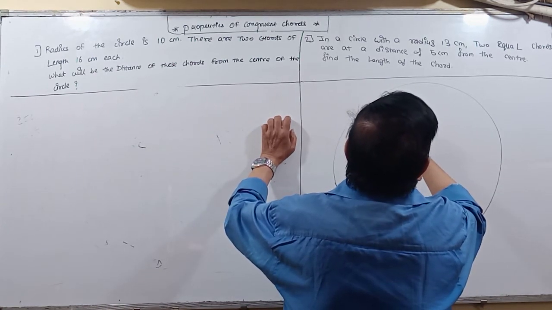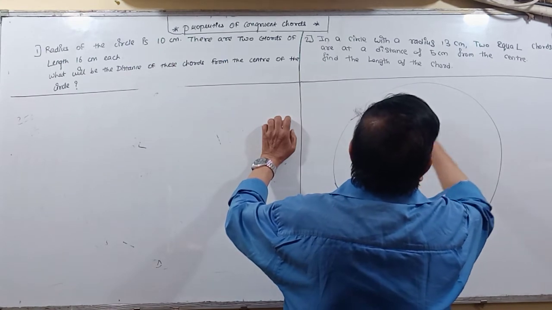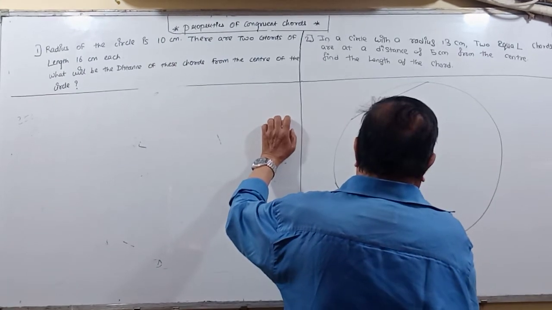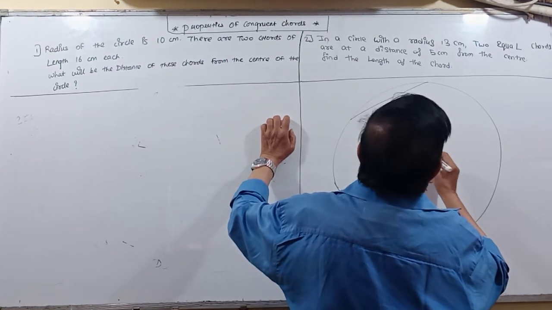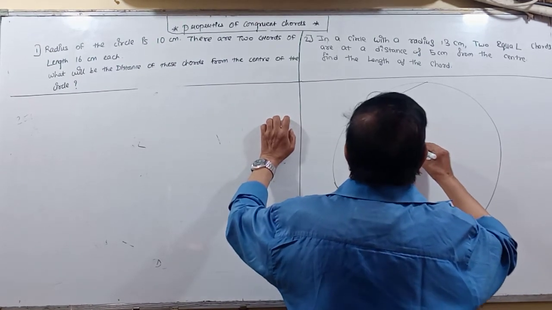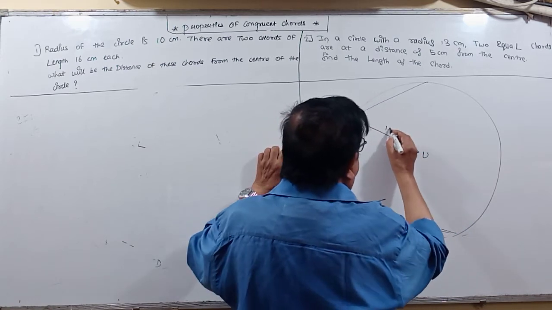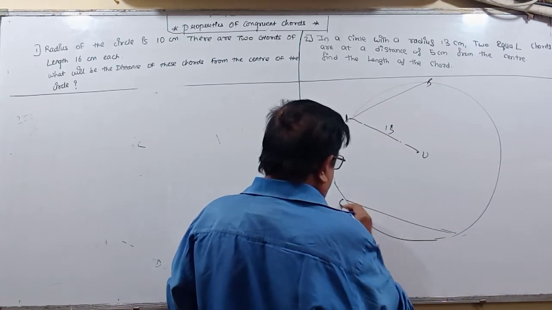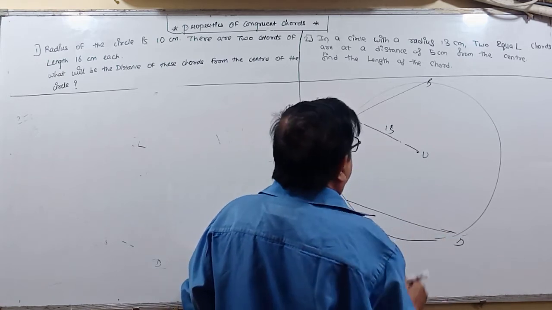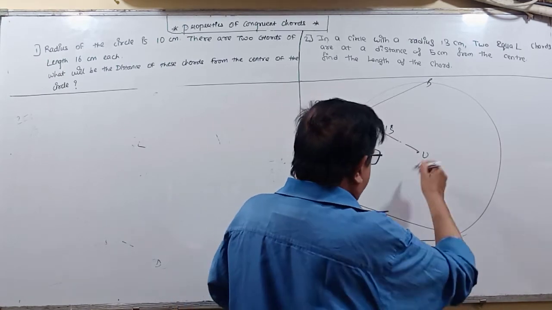Find the length of the chord. Equal chords are there, therefore distance will be equal. So O is the center. Radius is 13. This is the chord AB. This chord CD. If one distance is found, the other distance will also be the same.